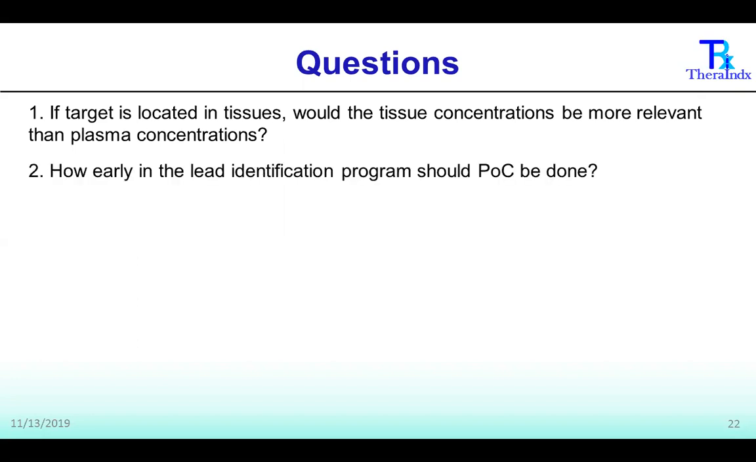The second question is, how early on in the lead identification program should POC be done? I would say that the sooner you do this, the better. That is, at the stage where you have sufficient data to say that the lead compound is very potent on the target, it has met the PK criteria of the project. This is the stage that the compound has to move into an efficacy study, proof of concept study, just to make sure that the project is on track and we are not misled.